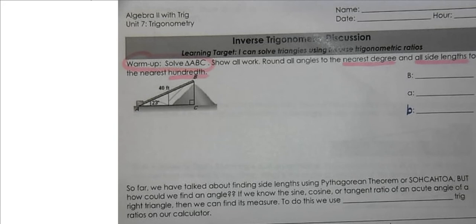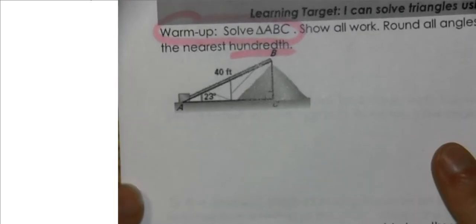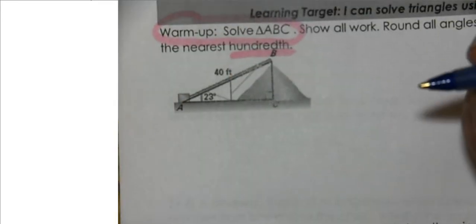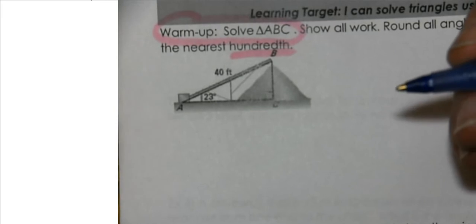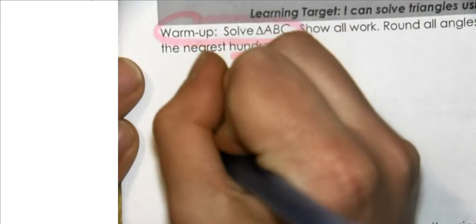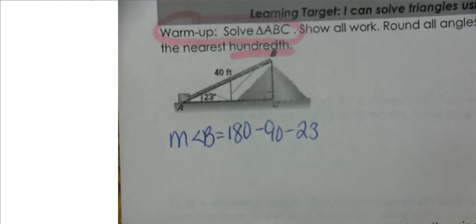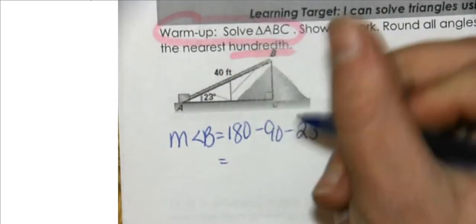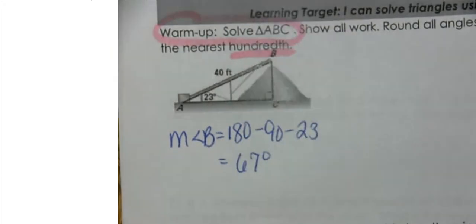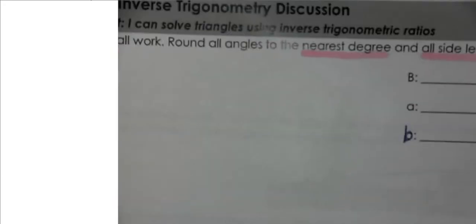All right, so for this problem, what is really nice about it is that we already know 2 out of our 3 angles. And we also know that all of the angles of a triangle add up to 180. So I can quickly find the measure of angle B by simply taking 180 and subtracting 90 and 23 from that 180 degrees. And when I put that into my calculator, I end up getting 67 degrees. So hopefully you found that the measure of angle B is 67 degrees.